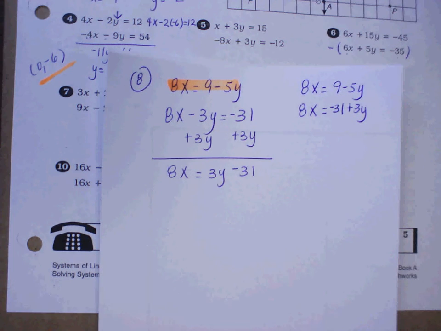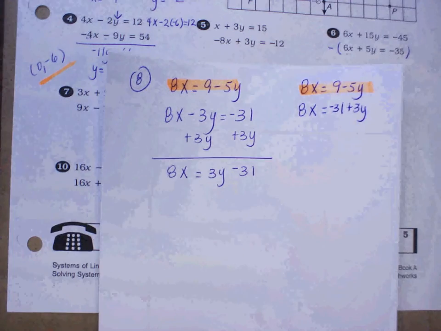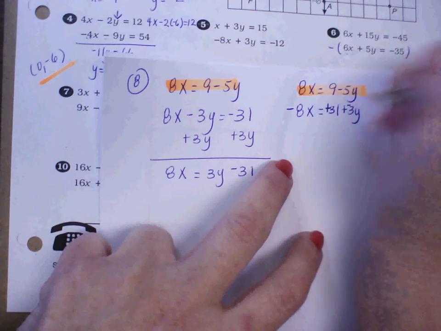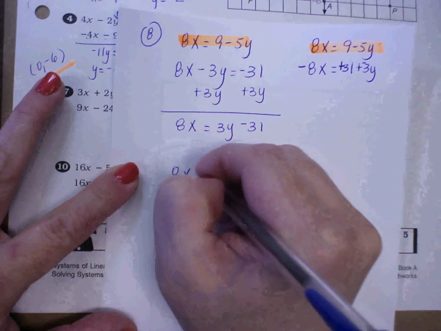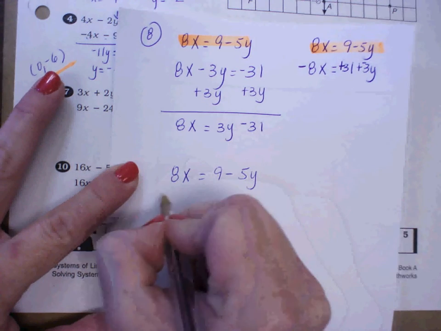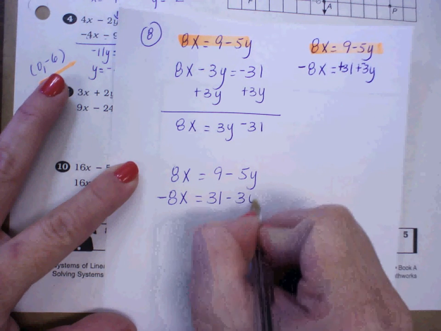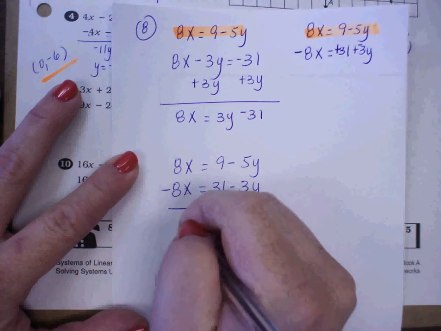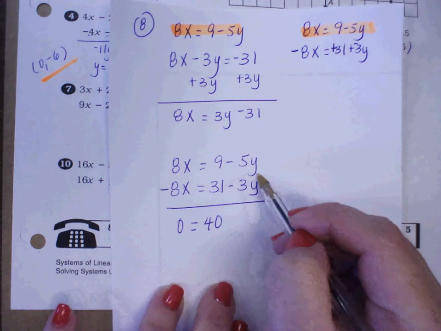All right, but now I still got to do one more thing. Multiply by negative 1. Very good. Which would be, this is negative, that is positive, and this is negative. I'm going to write them again because it's getting a little messy. 8x equals 9 minus 5y. This would be negative 8x. This would be positive 31, but this would be negative 3y. All right, that would be 0, correct? What is 9 and 31? I think that's 40. And then negative 5y and negative 3y, negative 8y. And then after that, you can go to equation solver and solve for y.